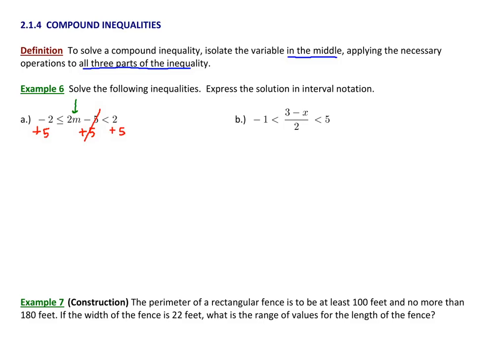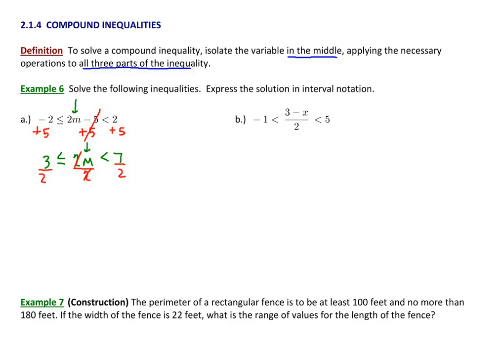On the leftmost region, we have -2 plus 5. That gives us 3, less than or equal to. In the middle, now we just have 2m. And on the right side, 2 plus 5 gives us 7. Again, keep your eyes on the middle region. Our goal is to get m by itself. So to do that, we need to divide by 2. And whatever we do to the middle, we have to do to all three parts simultaneously.